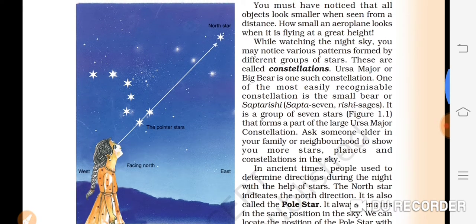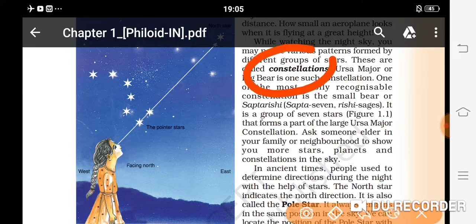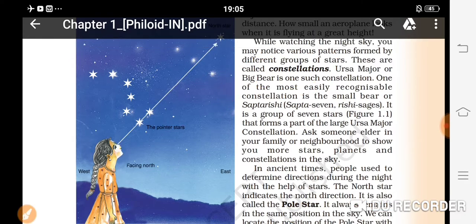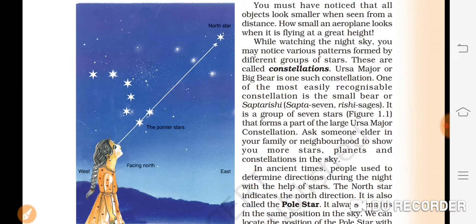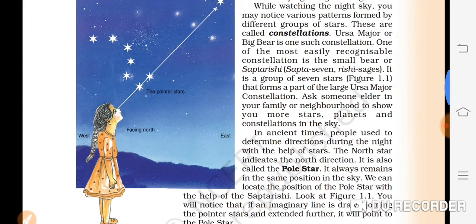So when watching the night sky, you notice various patterns formed by different groups of stars. These are called constellations. What is a constellation? Ursa Major or Big Bear is one such constellation. Another of the most essential constellations is the Small Bear. We can see it. Saptarishi is also what it is called in Hindi. Sapta means 7, Rishi means sages. It is a group of 7 stars that is a part of the large Ursa Major constellation.